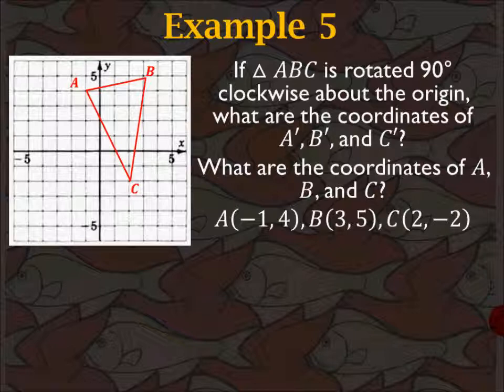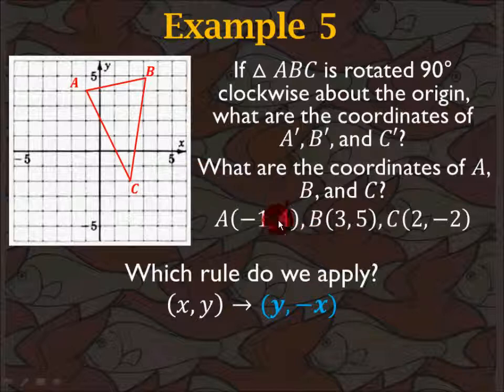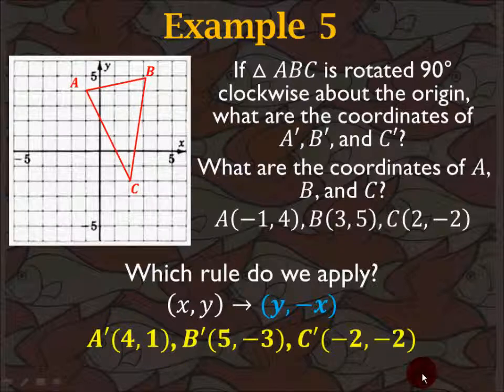Number 5. If triangle ABC is rotated 90 degrees clockwise about the origin, what are the coordinates of A prime, B prime, C prime? Well, you've got the coordinates for A, B, and C. Give this one a shot as well. Alright, our rule is (x, y) becomes (y, negative x). So A prime is (4, positive 1). B prime is (5, negative 3). C prime is (negative 2, negative 2).